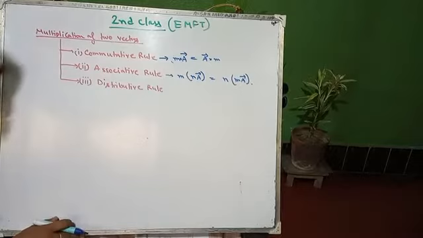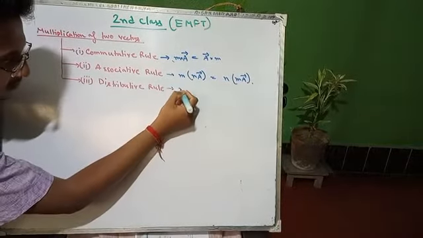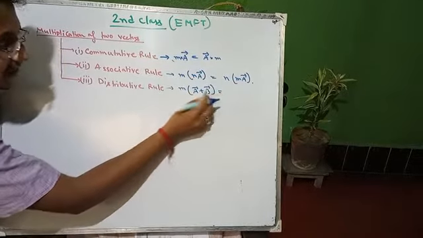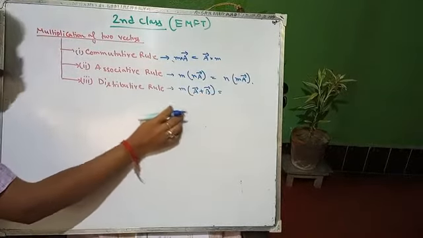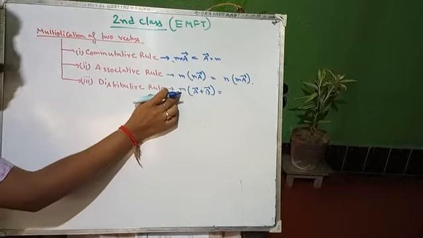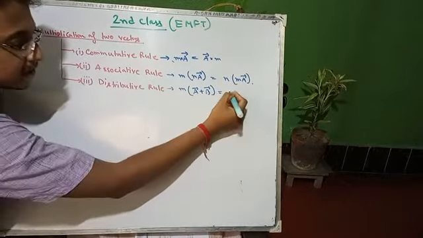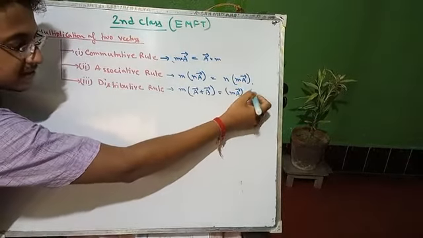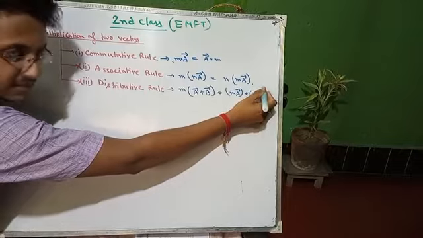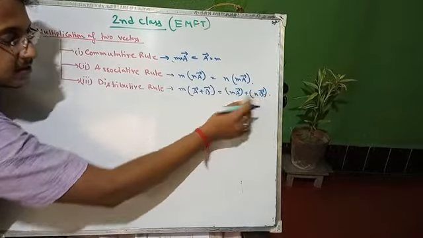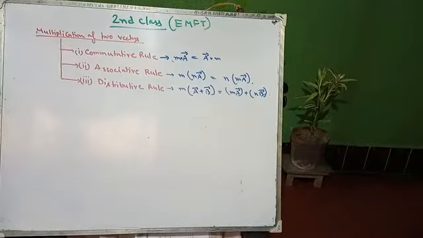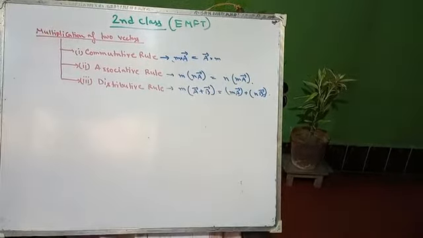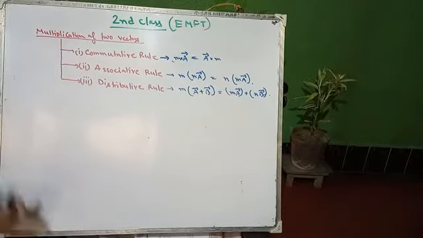And now distributive rule. What is distributive rule? Suppose we are adding these two vectors, a vector plus b vector, first and multiplying with a scalar m. If m multiplies a vector first, and similarly m multiplies b vector, then your result will look the same. So m into (a vector plus b vector) equals m into a vector plus m into b vector. These are three basic rules for multiplication.